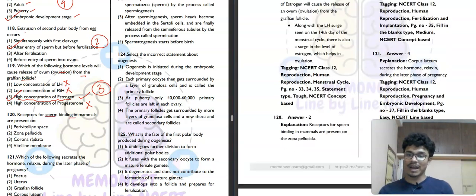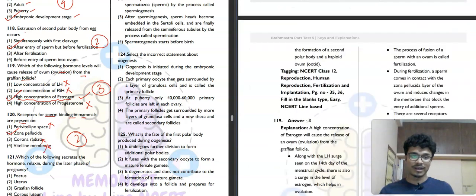Receptors for sperm binding in mammals are present in peripheral DNA space, no. Zona pellucida, absolutely correct. So the receptors for sperm binding in mammals are present on zona pellucida. That's why the second option will be our correct answer for this question. Corona radiata and vitelline membrane are also not relevant here.